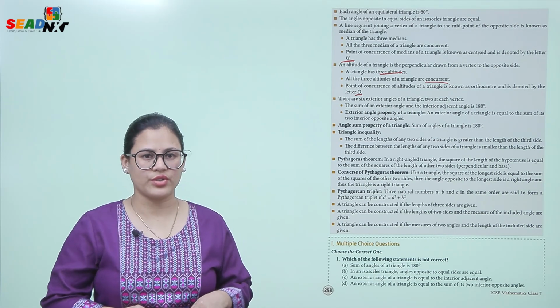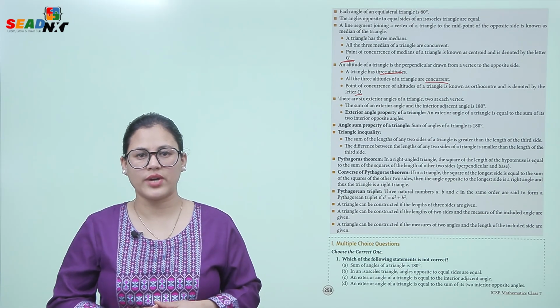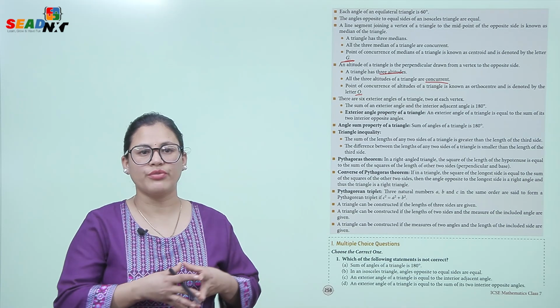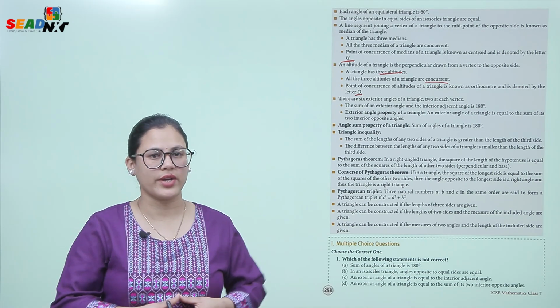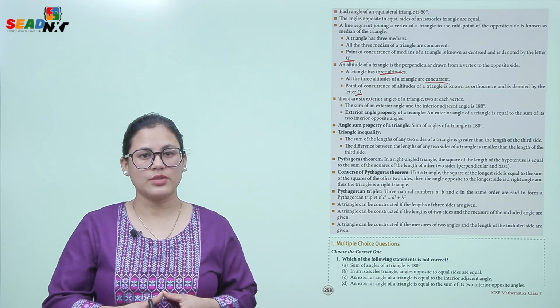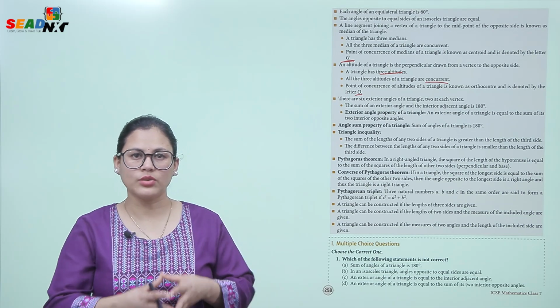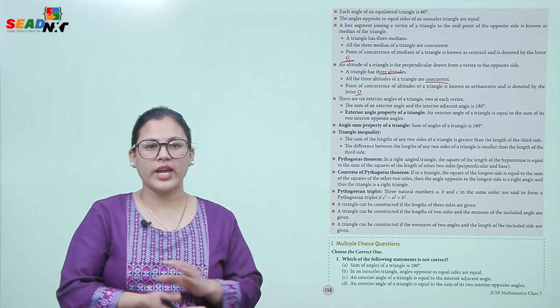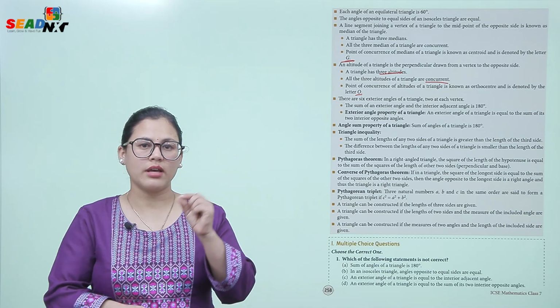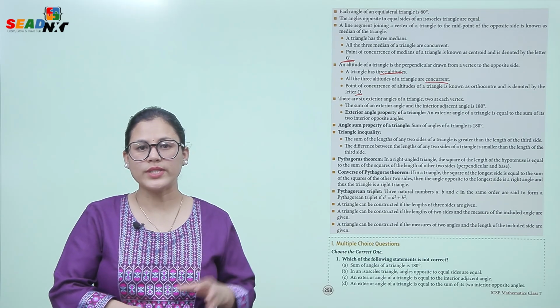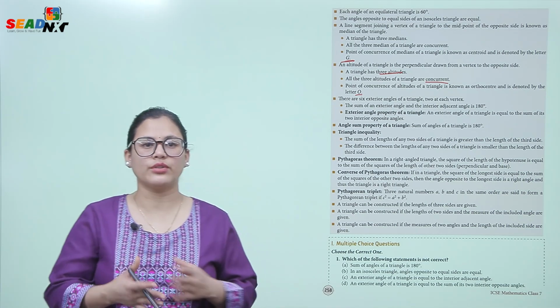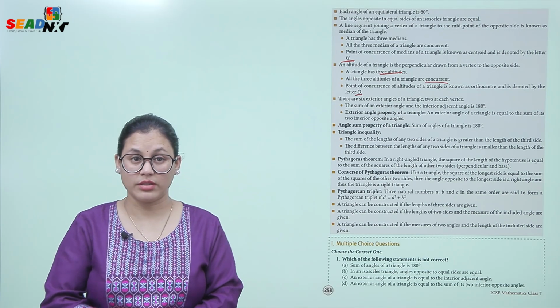Exterior angle property of a triangle. An exterior angle of a triangle is equal to the sum of its 2 interior opposite angles. Angle sum property of a triangle. Sum of angles of a triangle is 180 degree. Triangle inequality. The sum of the lengths of any 2 sides of a triangle is greater than the length of the third side. The difference between the lengths of any 2 sides of a triangle is smaller than the length of the third side. Pythagoras theorem.